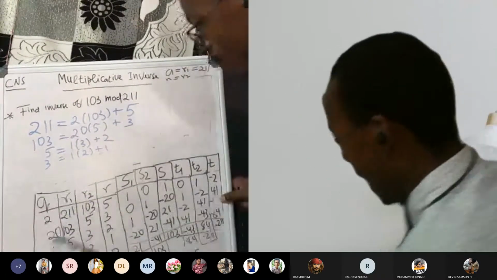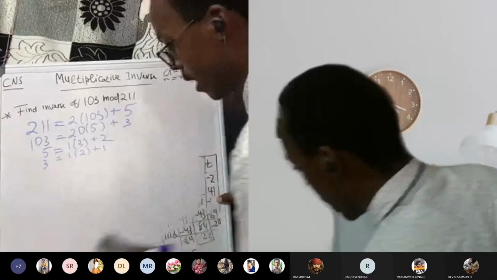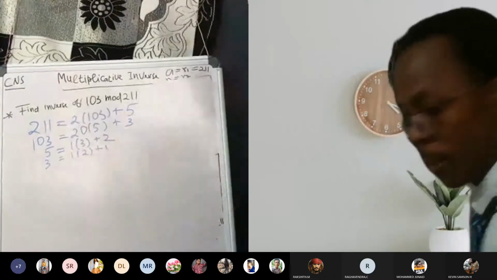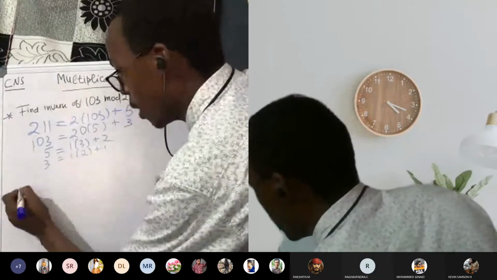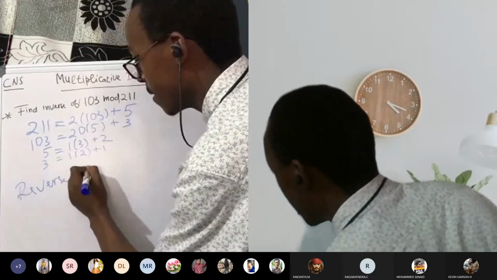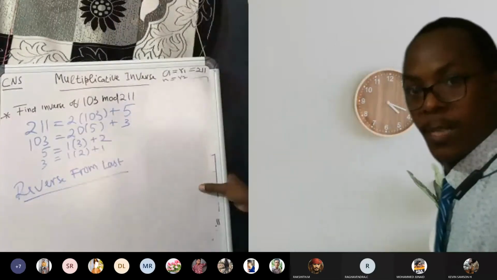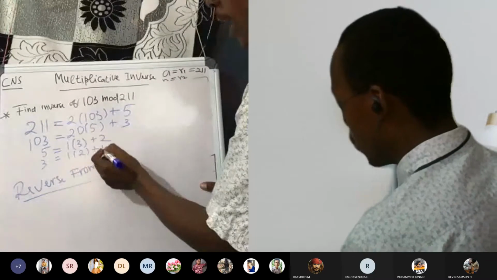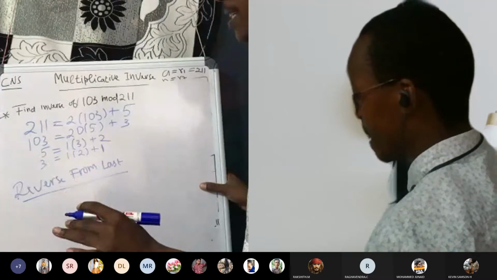All right, so now when we want to solve this one for the inverse, we follow two things. Number one is reverse and substitute. We are going to reverse from last. I have seen what Prince Kumar has done. When he reached here, he thought it's done. No, until you find a value which is equal to 1, it's not the end.